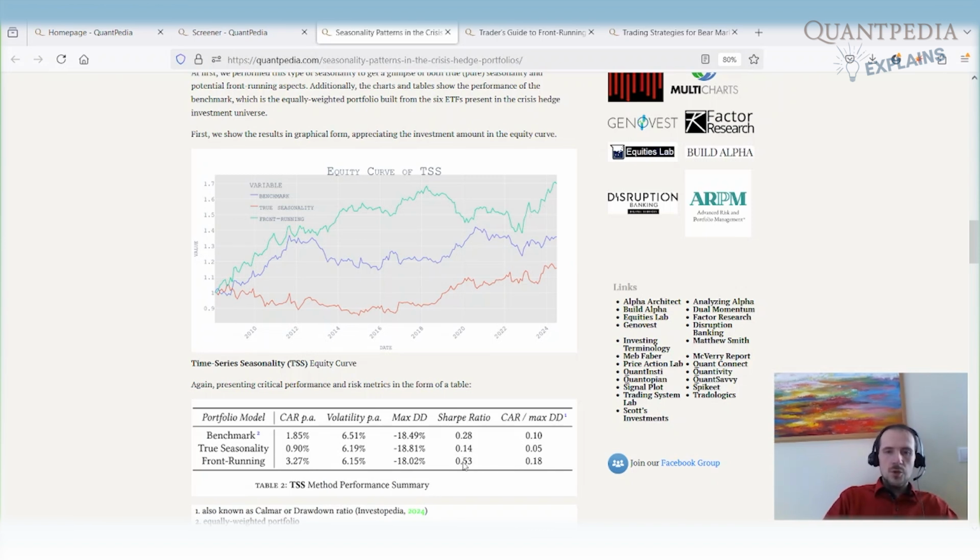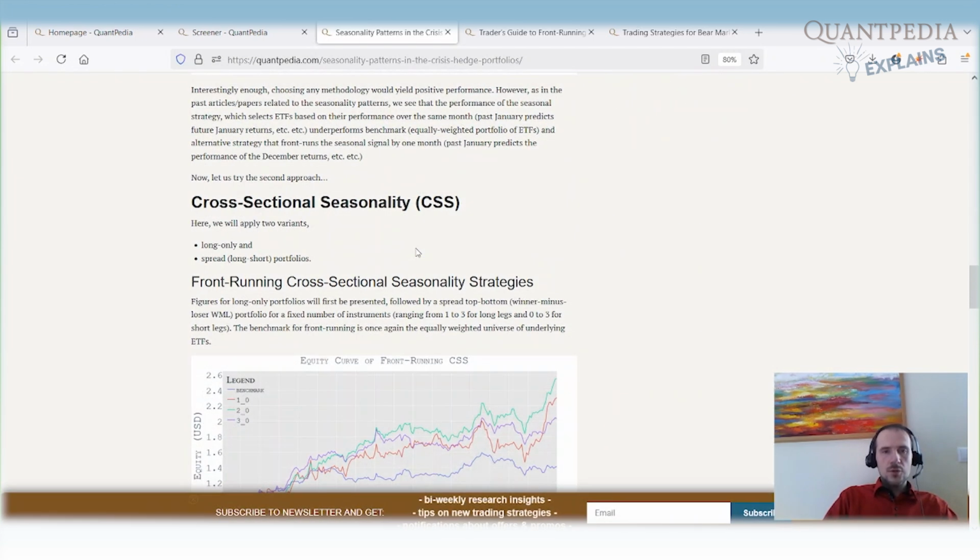It has a nice Sharpe ratio, nice return to risk ratios, etc. So it makes sense to front run the signals, not just in commodities, but also in crisis hedge portfolios. You should front run the seasonal signals also in a portfolio that consists of the ETFs that have the crisis hedge characteristics. And what about the cross-sectional seasonality?